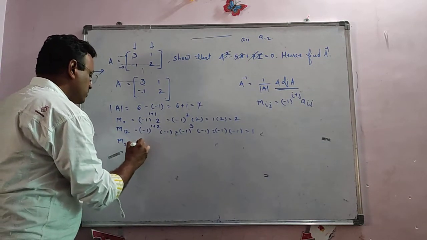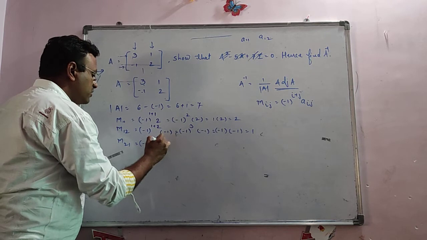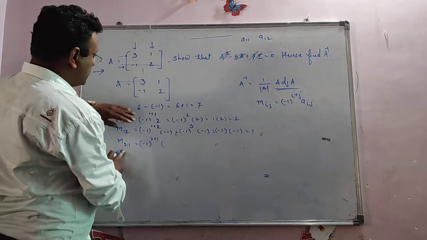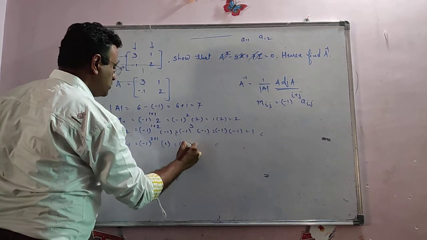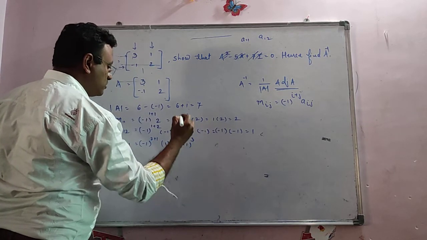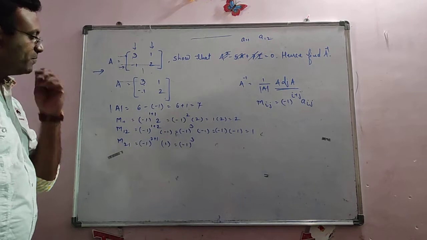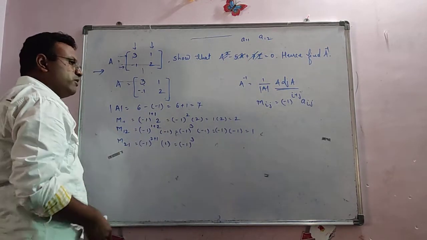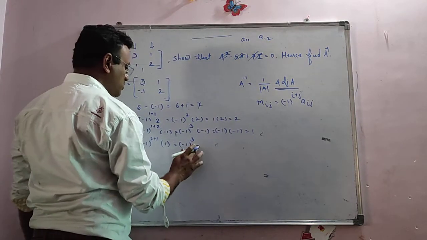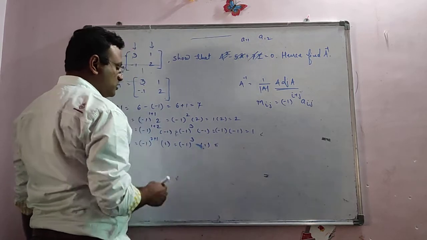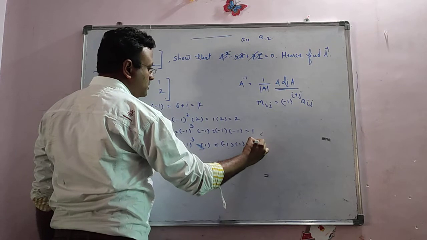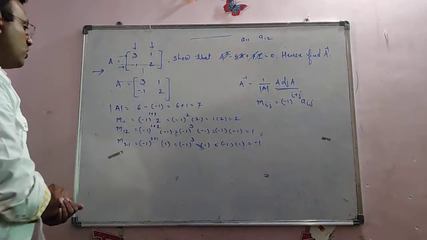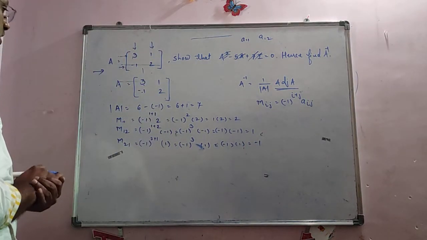Now M21, again an odd power. 2 means second row, first column. What is left? 1. Minus 1 raised to 3. Minus 1's third power will again be minus 1, into 1, so that is minus 1. If I am not wrong, let's verify once again.